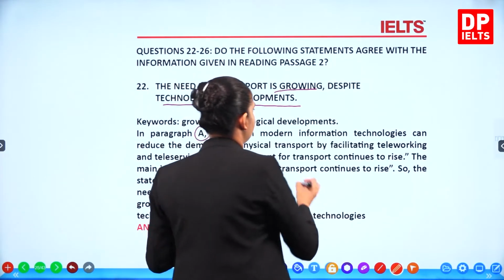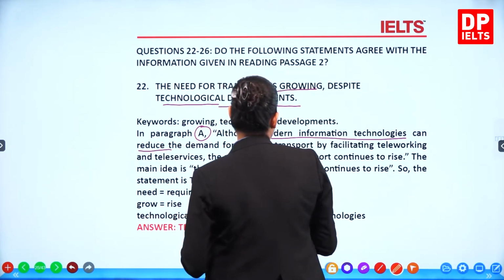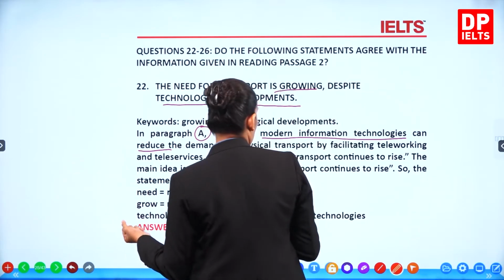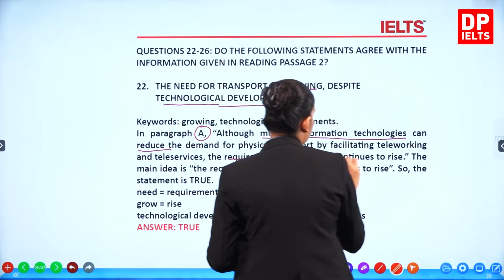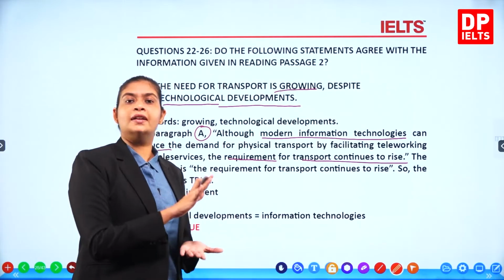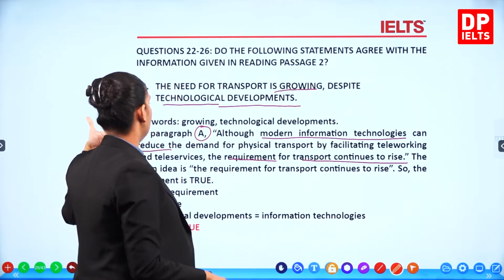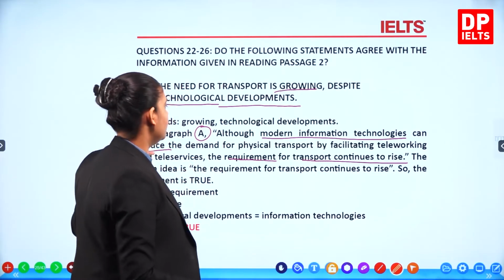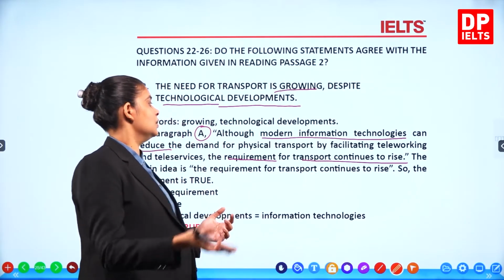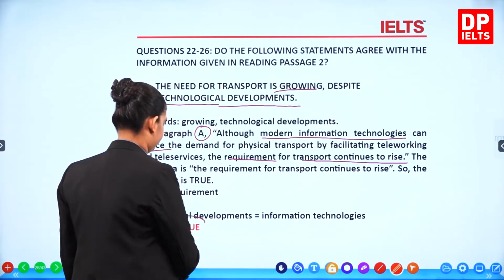Although modern information technologies can reduce the demand for physical transport by facilitating telenetworking and teleservices, the requirement for transport continues to rise. So what does it say? Even though these modern technologies increase, you would expect all these tele things to increase, but it doesn't happen that way. Still, the requirement for transport keeps on increasing. So, this is true.